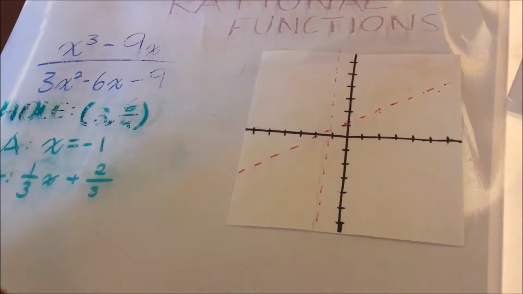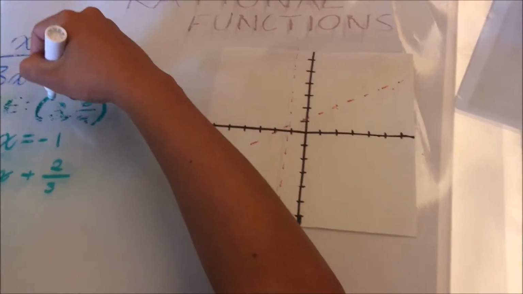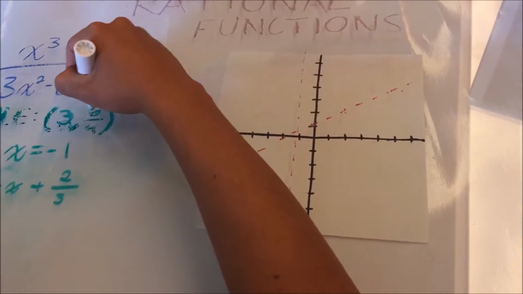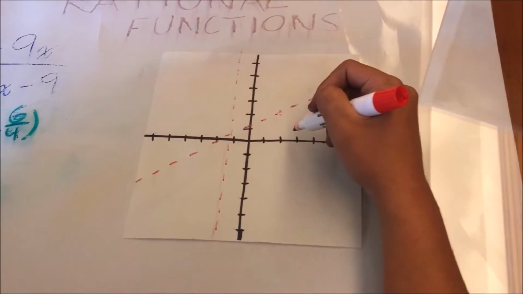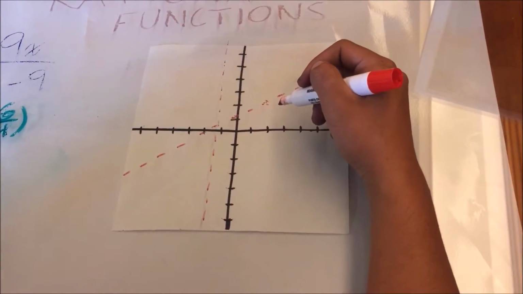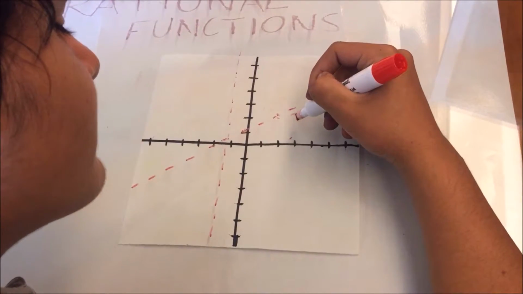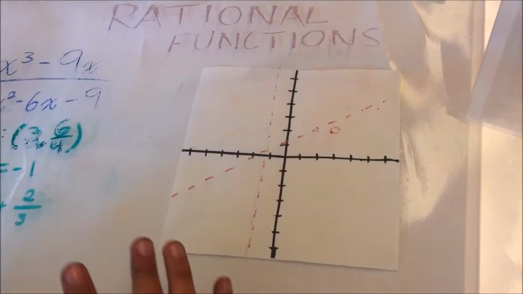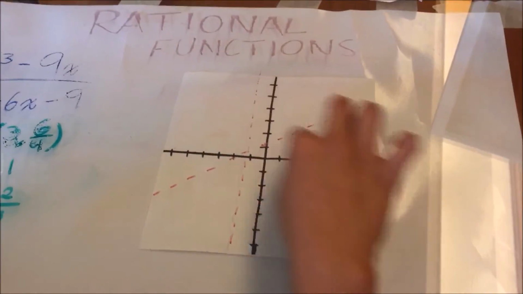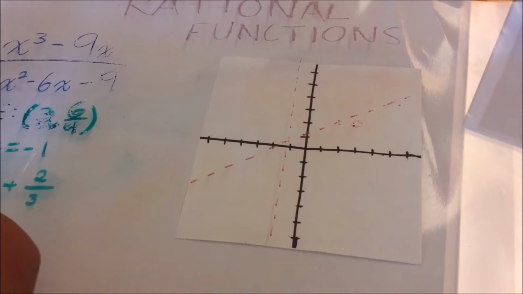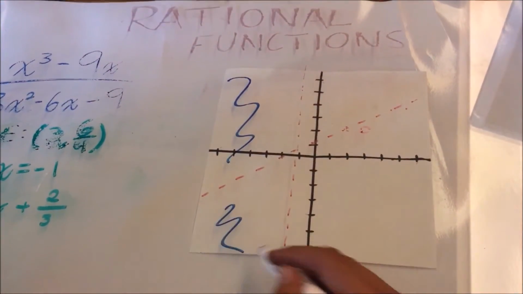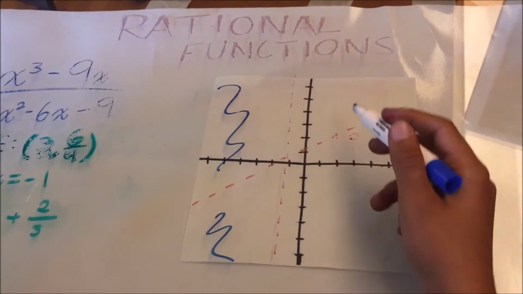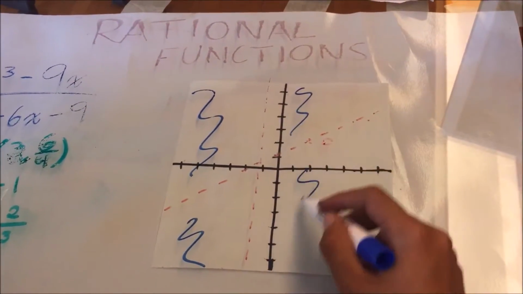Now we need to plot the hole. We have the hole at 3, 6 over 4. 3, 6 over 4 would be around here. We have a hole. Now we need to plot points on the two sides that divide the vertical asymptote. So we need to plot at least 2 points on this side of the graph, and we have to put at least 2 points on this side of the graph.